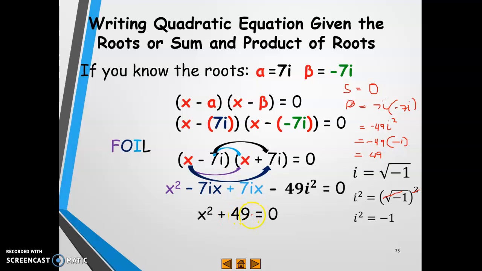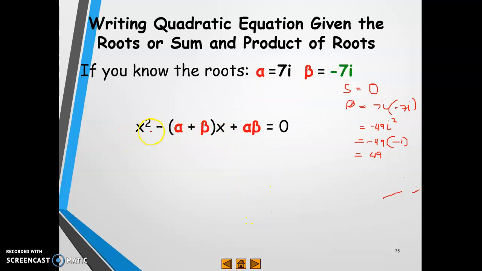Now what about we use the second option, second style? So this method, x squared minus alpha plus beta, quantity, x plus the product of the roots. So again, as I said earlier, you can just simply replace the sum here. Sum is 0, right? And then the product is 49 positive, okay?